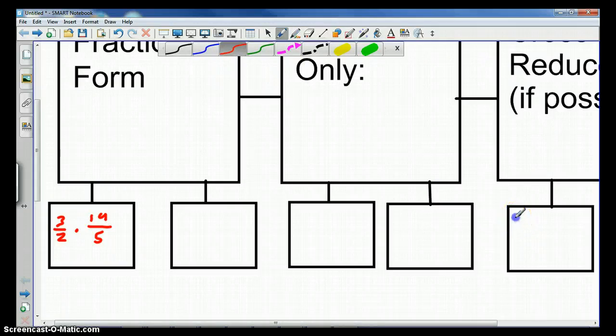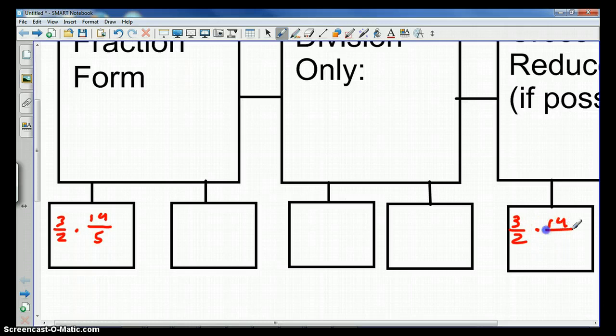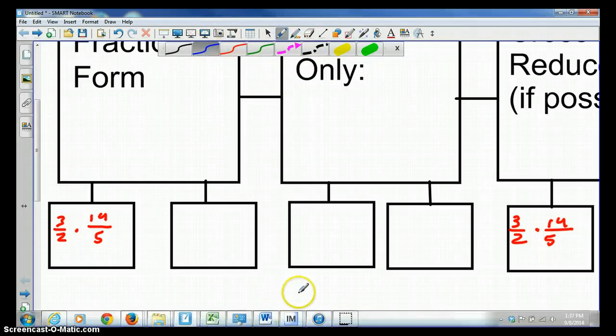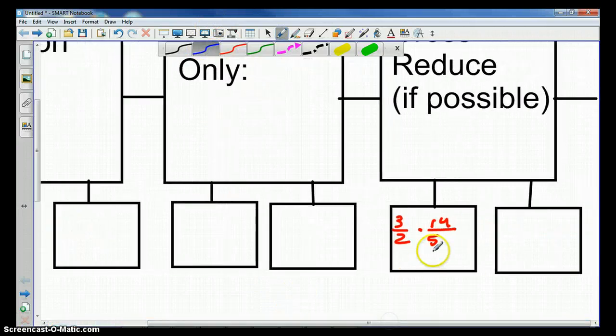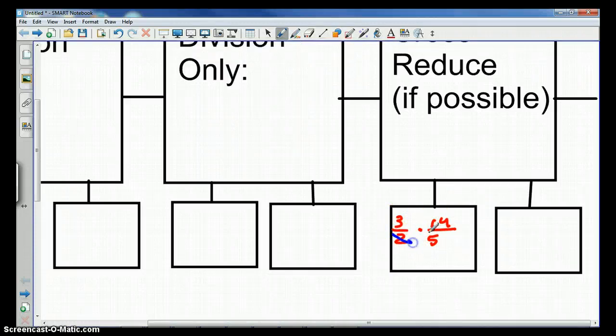We have 3/2 times 14/5. So the way that looks when we cross reduce is we say, does anything go into 3 and 5? No. Does anything go into 2 and 14? Yes. 2 does. So we'll divide both by 2. 2 divided by 2 is 1. 14 divided by 2 is 7. So this should be a 7. So that's cross reduced.